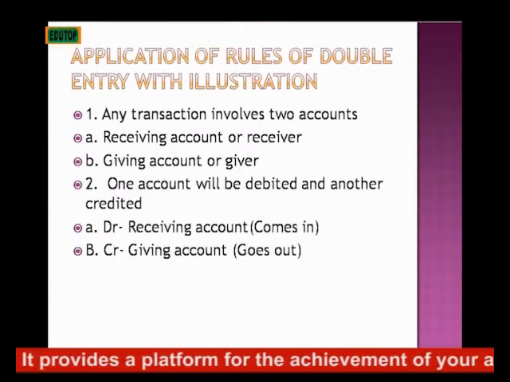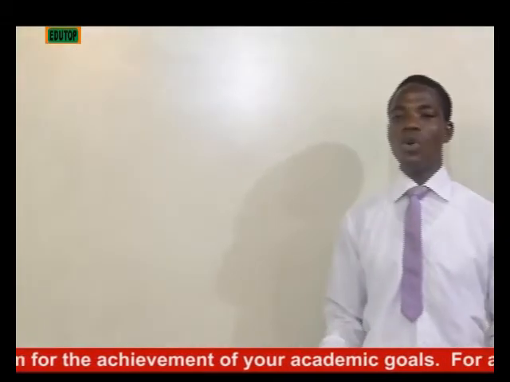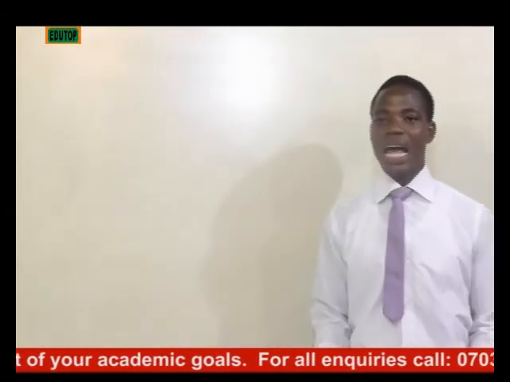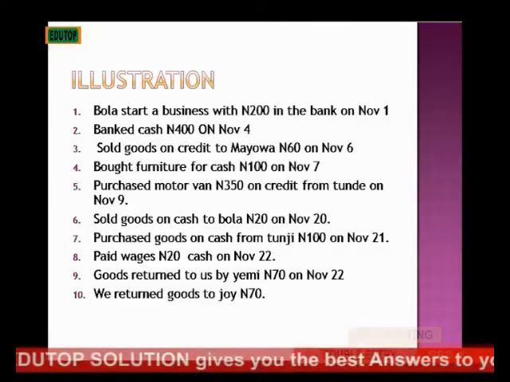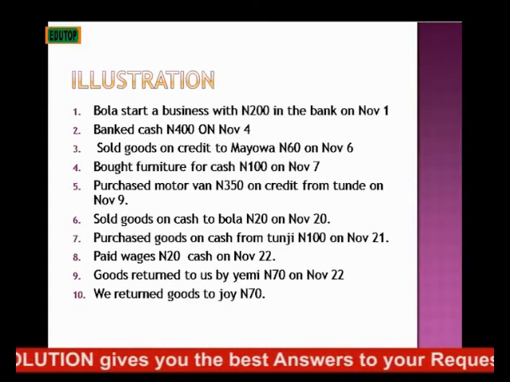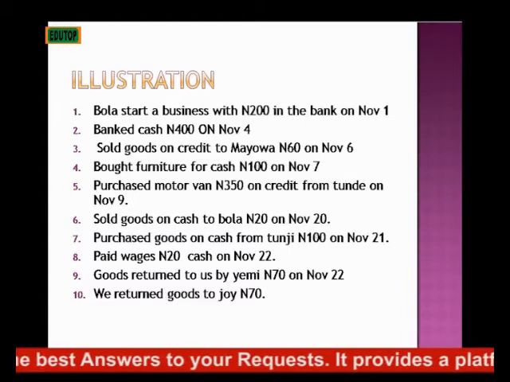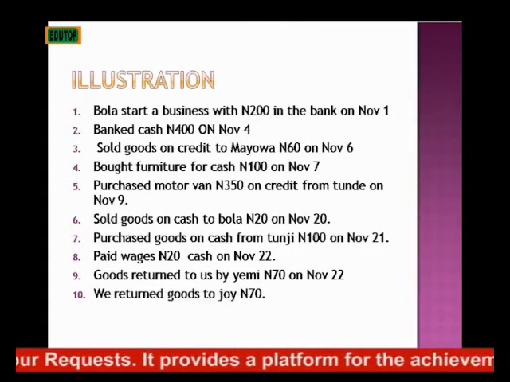And B, which is the credit side, is when money goes out. We call it the giving account. When the money goes out, like you pay some amount of money, you credit it because the money goes out. Now, what are the illustrations? These are the questions given below, applying the double entry principles to have fundamental knowledge of accounting, because the fundamental knowledge of accounting must be compliant with what we call double entry principles.